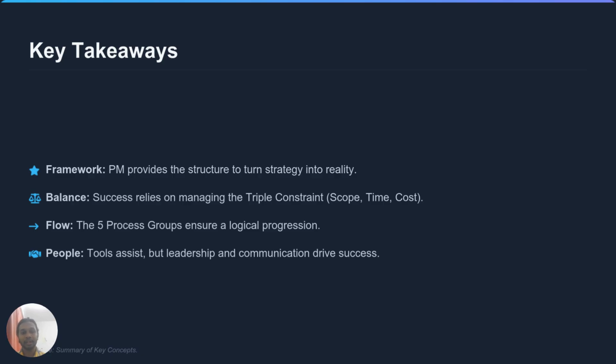In conclusion, successful project management is about balance. We provide a framework to turn strategy into reality by managing the iron triangle, following the five process groups, and leveraging both tools and leadership. Thank you for your time.